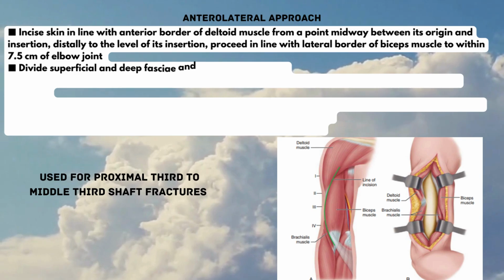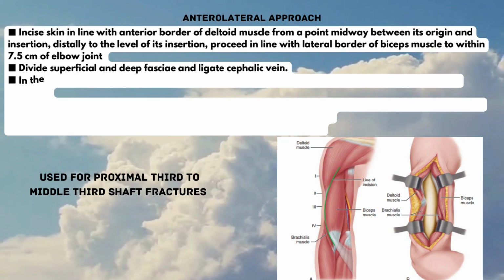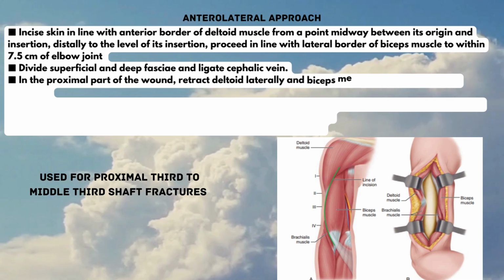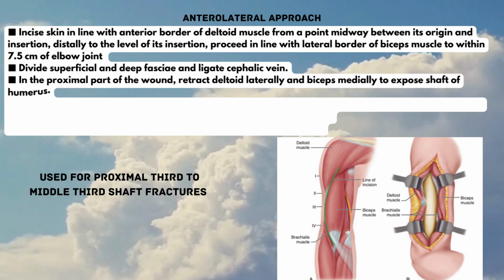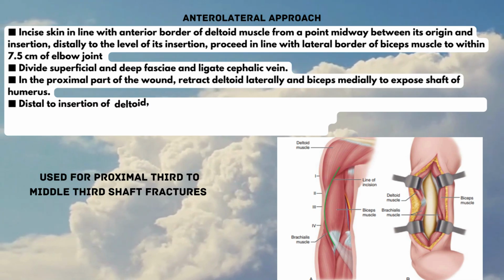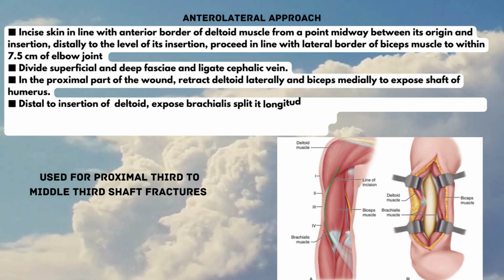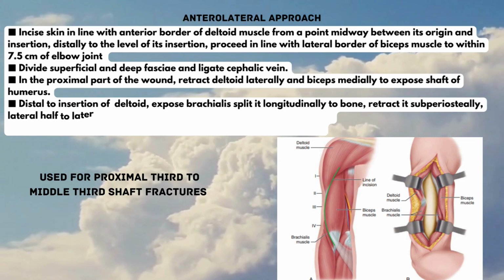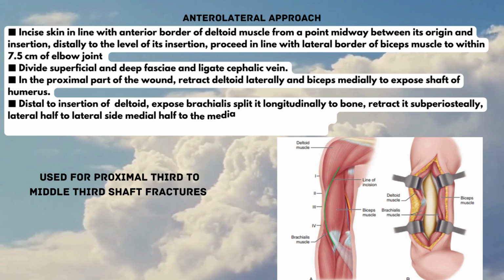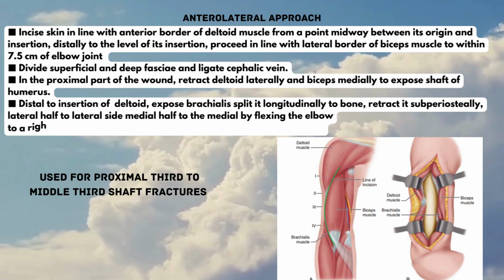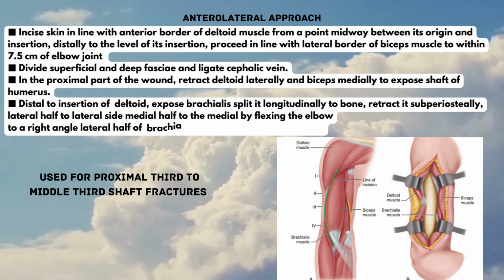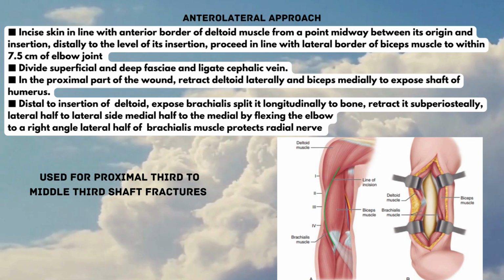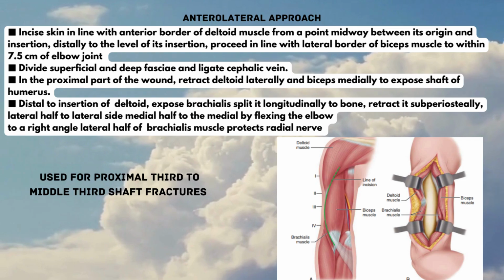Proceed in line with the lateral border of the biceps muscle to within 7.5 centimeters of the elbow joint, as shown in the picture, and divide the superficial and deep fascia and ligate the cephalic vein. In the proximal part of the wound, retract the deltoid laterally and the biceps medially to expose the shaft of the humerus. Distal to the insertion of the deltoid, expose the brachialis and split it longitudinally to the bone, and then retract it subperiosteally.